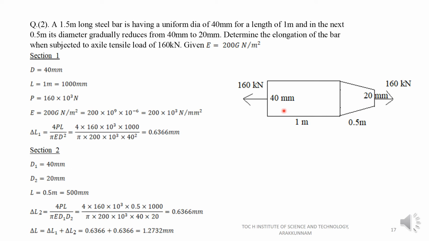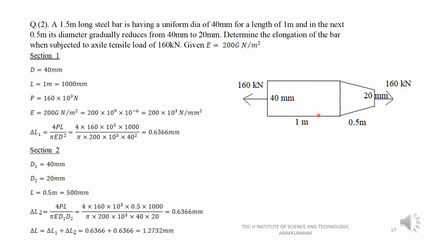Okay, so it is clear from this figure that for a length of 1 meter the diameter is uniform, and from this point it reduces over the next 0.5 meter. So for the second section, the diameter D1 is 40 mm and the diameter D2 is 20 mm. That is, section 2 is a uniformly tapered circular section and section 1 has a uniform cross-sectional area, that is, a uniform circular cross section. Okay, so by considering them as two individual sections, let's solve the problem.